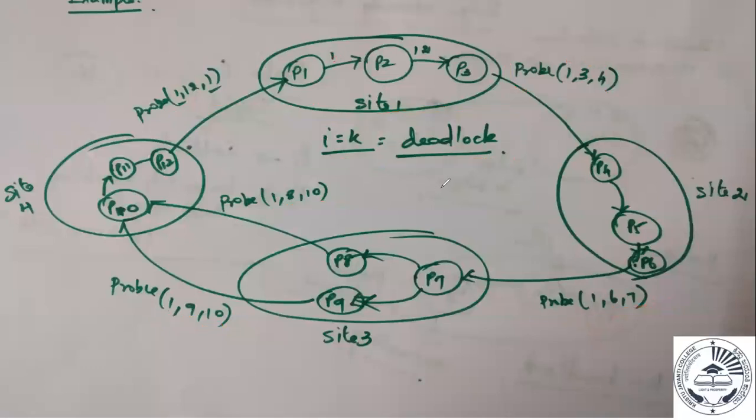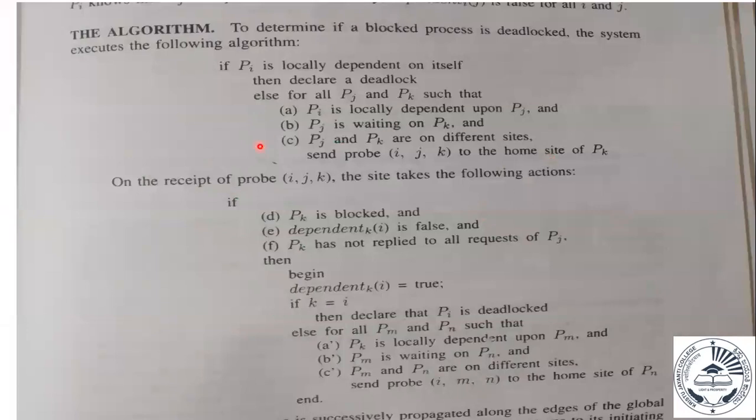Okay. Yes, sir. So this is how the edge chasing algorithm is going to work. Now let me go back and give you the algorithm. So this is the algorithm to determine if a blocked process is in a deadlock. The system executes the following algorithm.